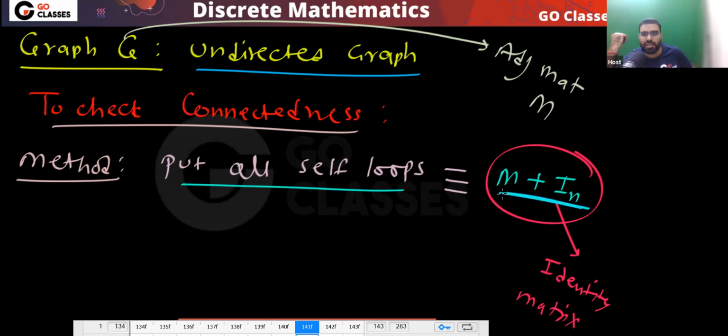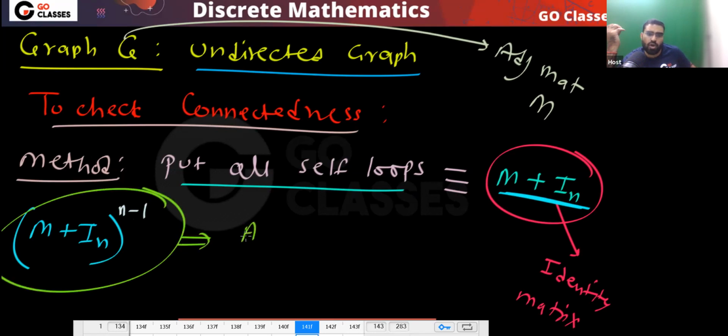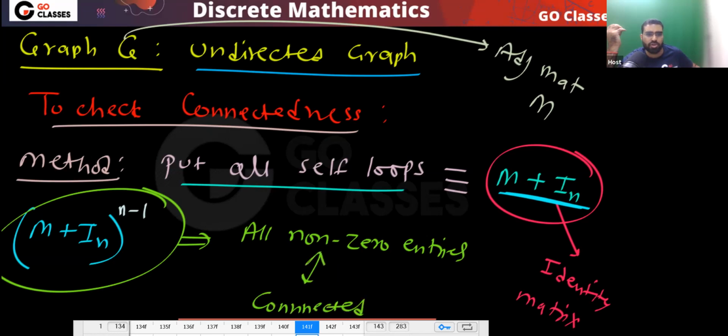Now in this matrix, what do we need to do? You just need to find the power n minus 1. If you already have a self loop, there is no problem. In this matrix, if you have all non-zero entries, then it implies connected. So that's it. Isn't it beautiful?